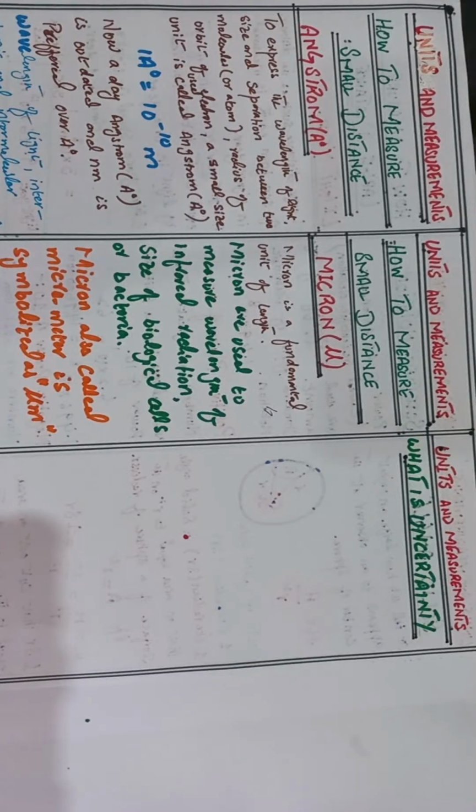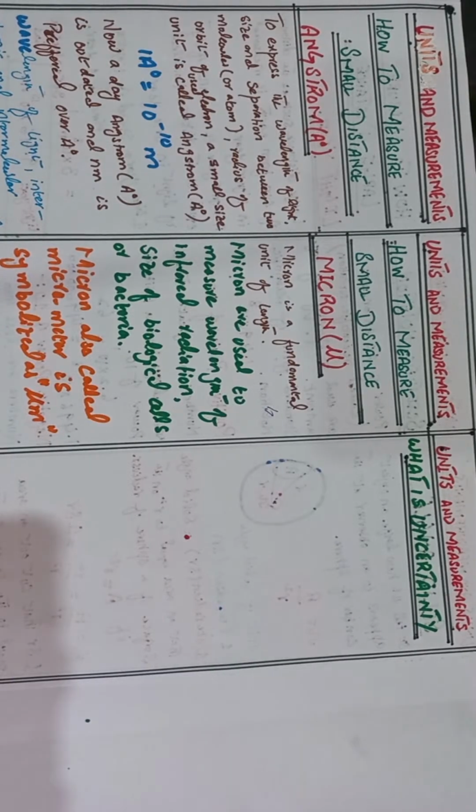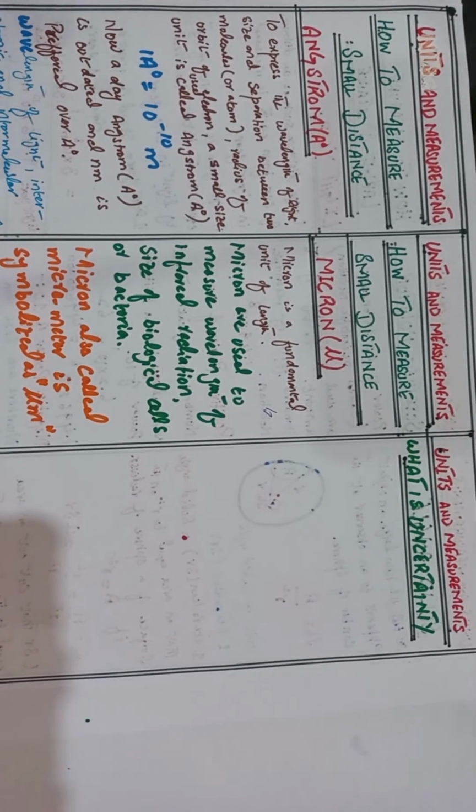Last time we discussed how to measure small distances and large distances, and which unit is used to measure small distances and which unit is used to measure large distances. Today our topic is uncertainty. What is uncertainty?